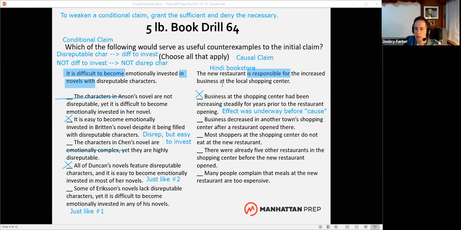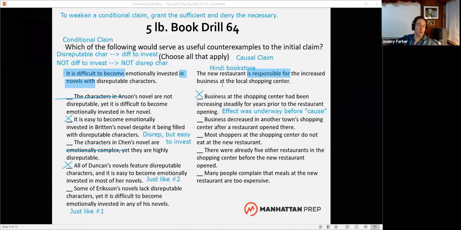Basically, do we need to know if most of the people at the center are going to this place, right? So if the Hindi bookstore attracted more people to the mall, it doesn't matter if it's the majority. Maybe every day, 20,000 people come to the mall, and it used to be 18,000. So out of the 20,000, maybe 2,000 are coming to this restaurant or to this Hindi bookstore, and the rest aren't. But that's still enough to say it's responsible for the increased business.